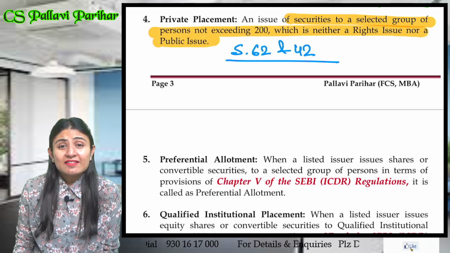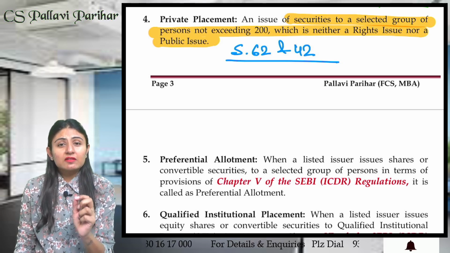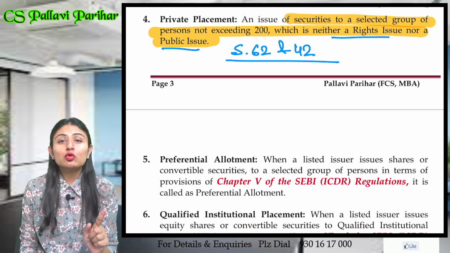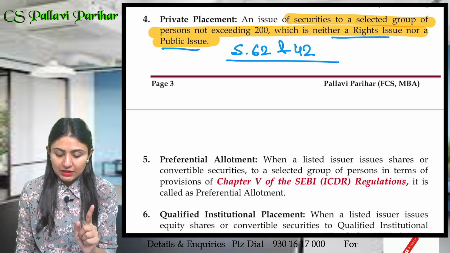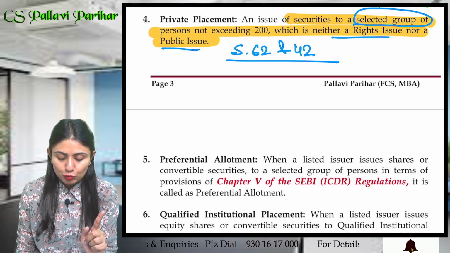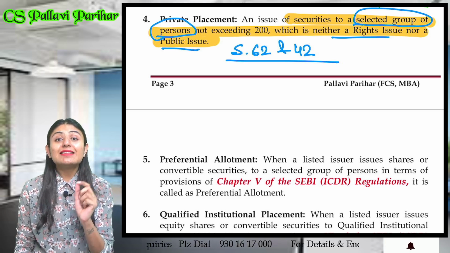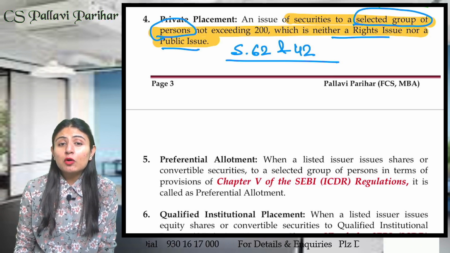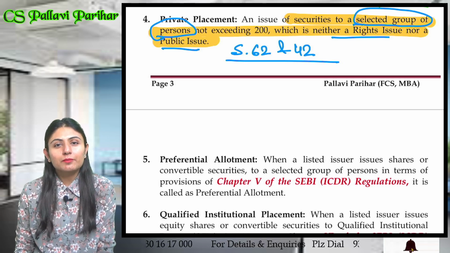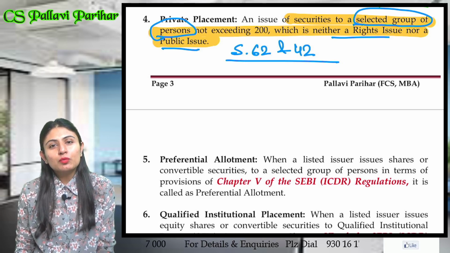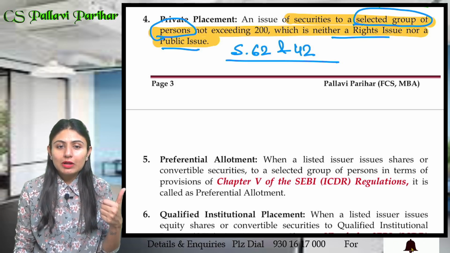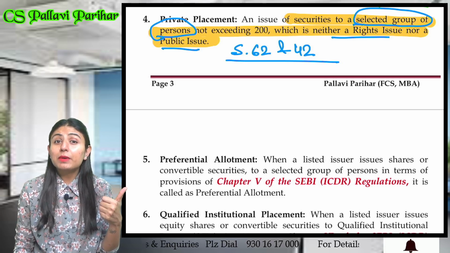So this time we are not going to existing shareholders. We are not going to the general public. We are going to a selected group of persons, and the number of allottees shall not exceed 200. Such an issue, with some additional conditions that need to be complied with, shall be called private placement.